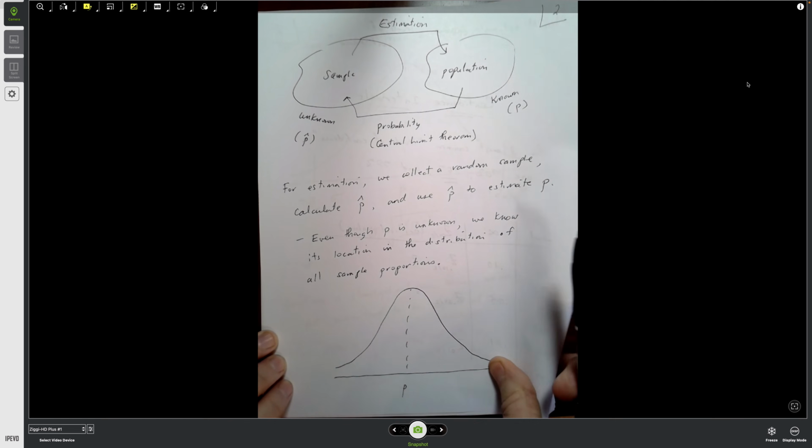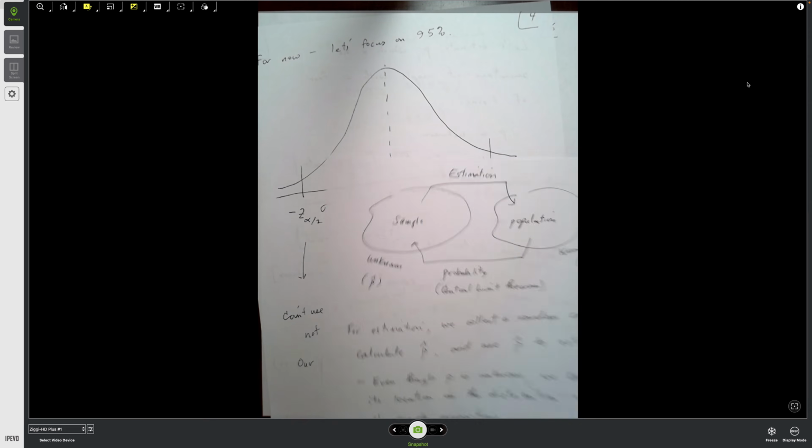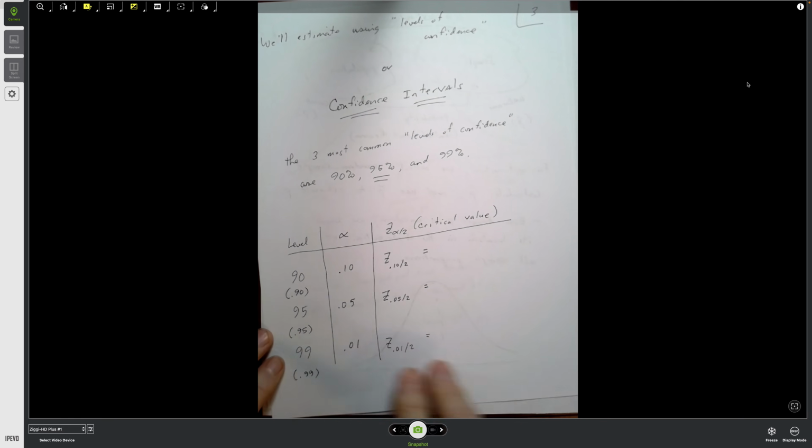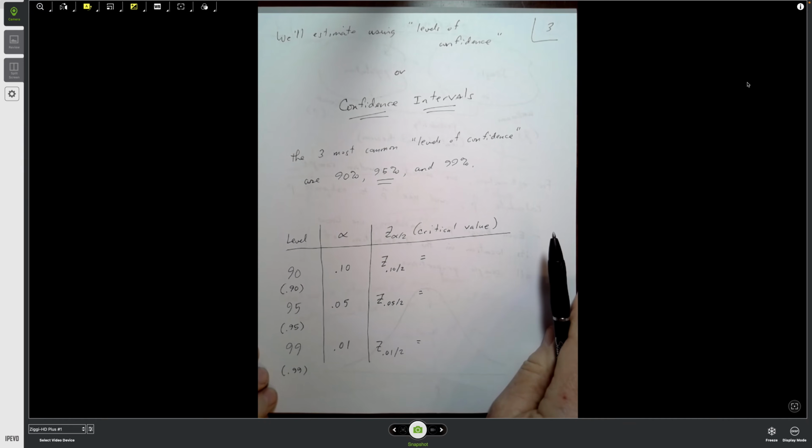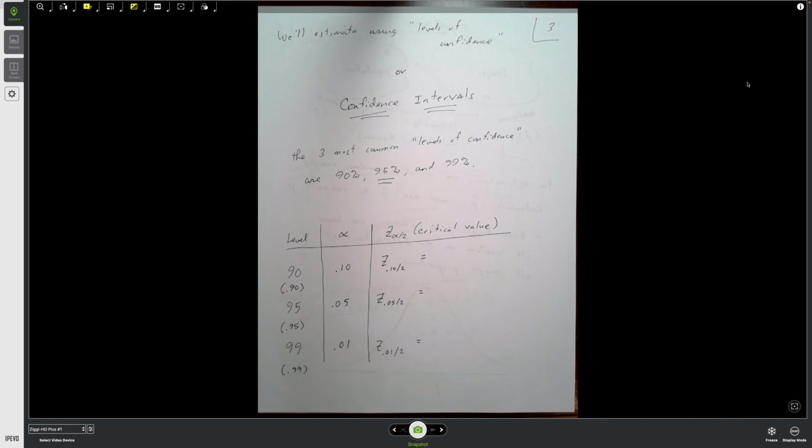We also know the value. Let me put this a little neater here. We also know the value of the standard deviation. It's the square root of p times 1 minus p over n.